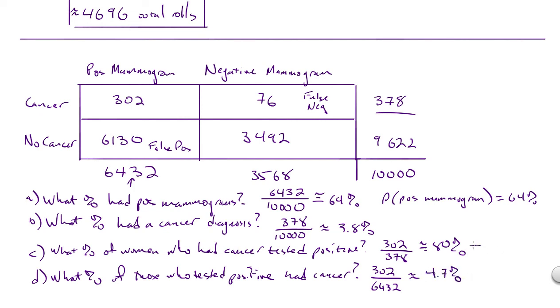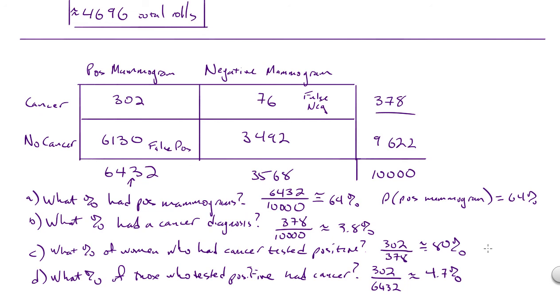So this first number, 80%, tells us one form of accuracy for this test. It catches 80% of those who are diagnosed with cancer. This bottom number tells you the probability that you have cancer if you tested positive. Because of this, you could say, just because you tested positive doesn't mean you necessarily have the disease. And that's because of all these false positives. So that's why you get multiple tests.